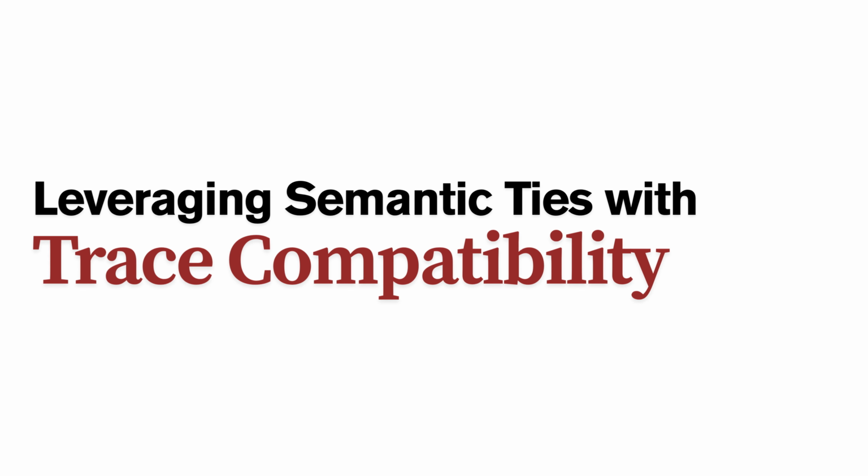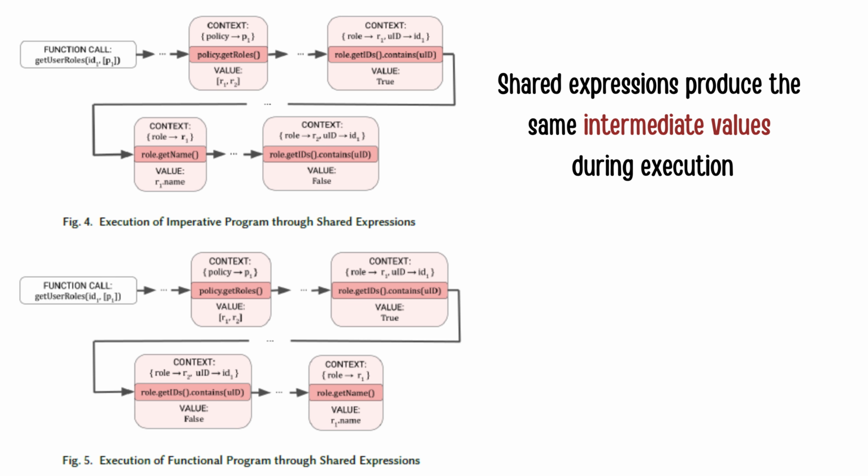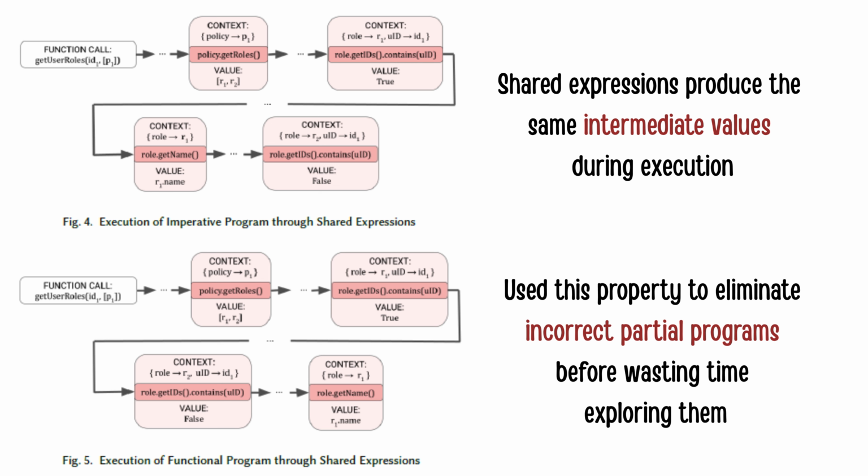Next comes the second major idea, that is trace compatibility. The shared expressions in both programs not only look the same, they also produce the same intermediate values during execution. The authors use this property to eliminate incorrect partial programs before wasting time exploring them.